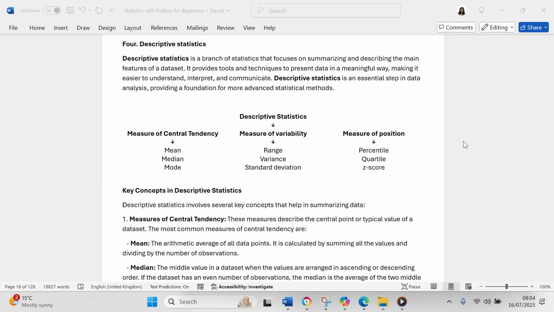And then you have your measure of position, being your percentile, your quartile, and your z-score. So the percentile and the quartile are semi-pairs. The quartile tells you how many quarters it's going to be, so it's going to be 4 quarters, but the percentile, you can make it any percentage that you want. And a z-score is a variation of the position as well.